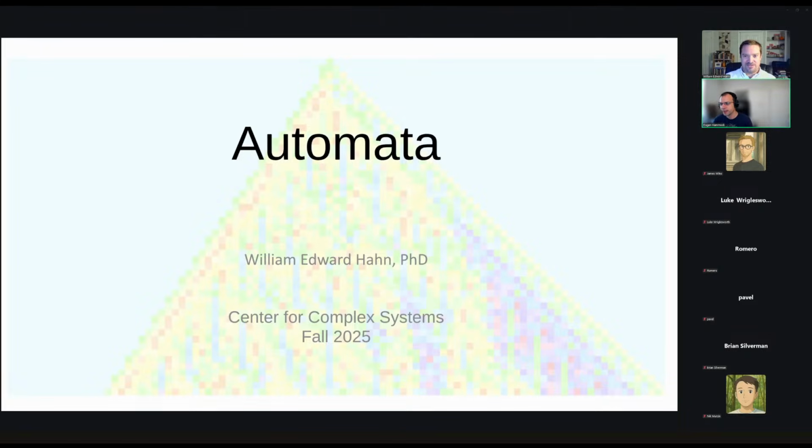Today we're joined with William Edward Hahn, professor at Florida Atlantic University, co-founder of the Machine Perceptions and Cognitive Robotics Laboratory there, and member of the Center for Complex Systems at FAU. Today he'll be presenting some one-dimensional and two-dimensional cellular automata, and we'll look at some of the interesting patterns that he's found. William, go ahead.